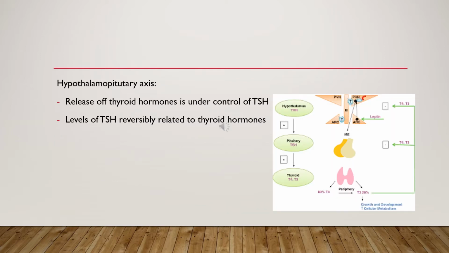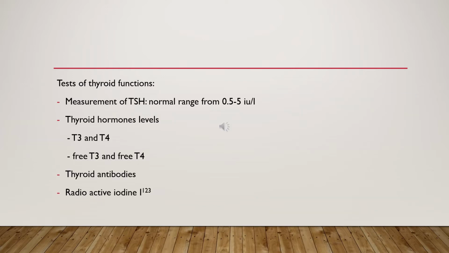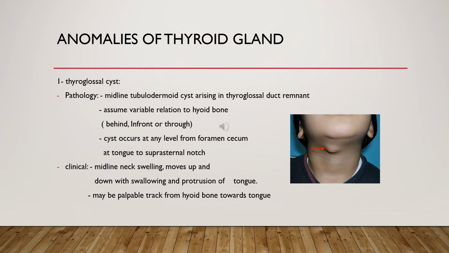Release of thyroid hormone is under the control of thyroid stimulating hormone. Levels of thyroid stimulating hormone are inversely related to the thyroid hormones. Measurement of TSH normal range is from 0.5 to 5 international units per liter. Thyroid hormone levels T3 and T4, free T3 and free T4, thyroid antibodies, and radioactive iodine uptake could assess the functions of the thyroid gland.